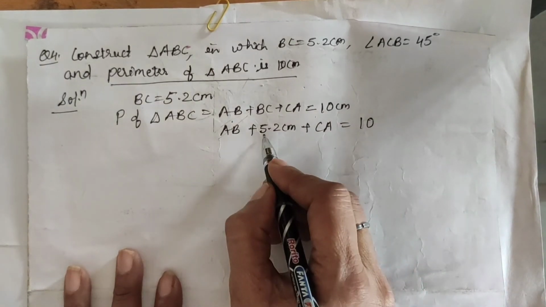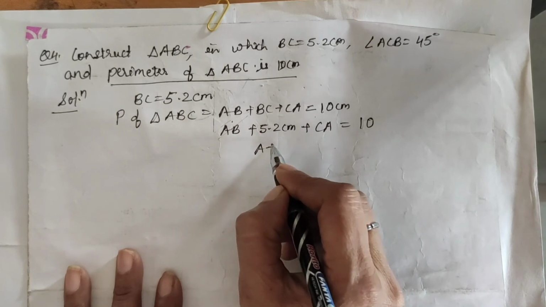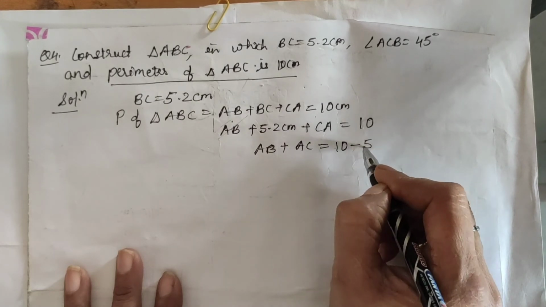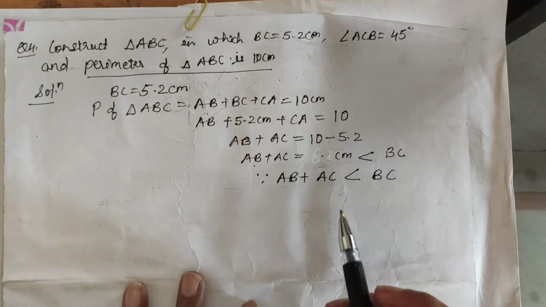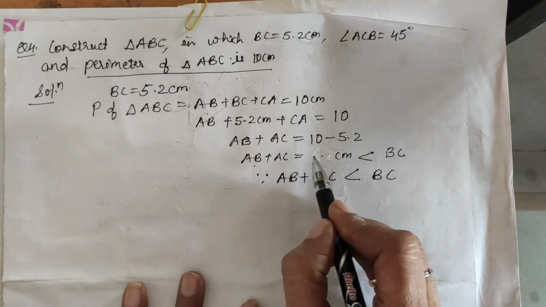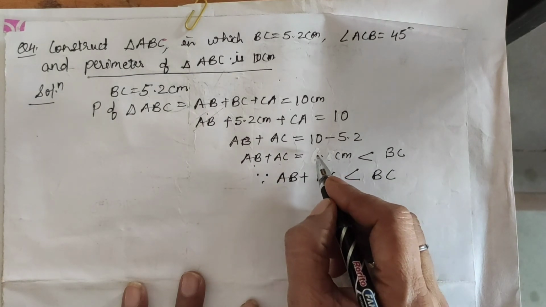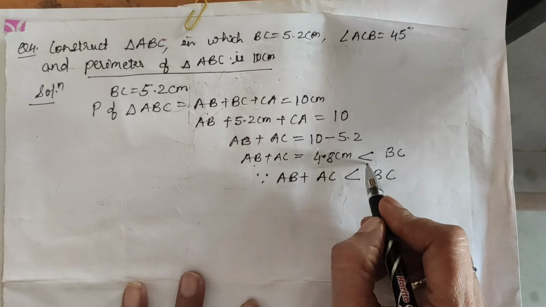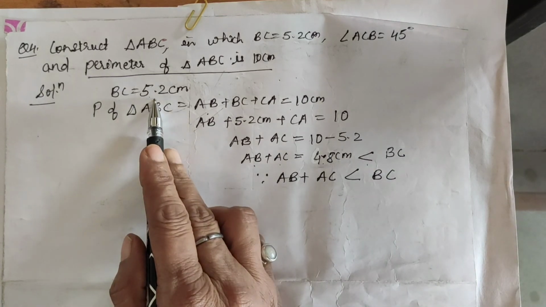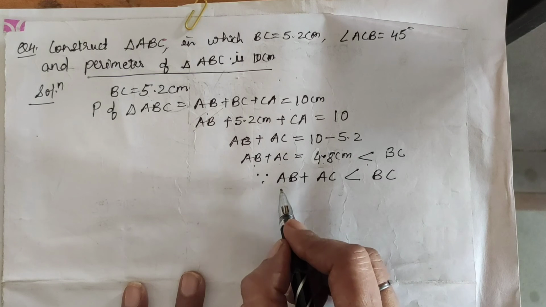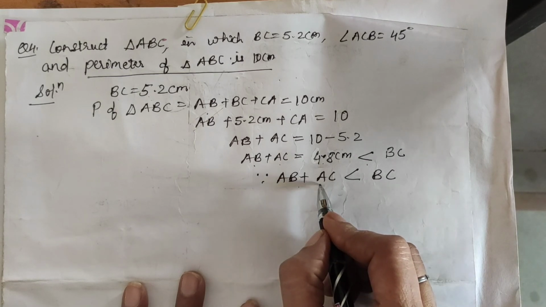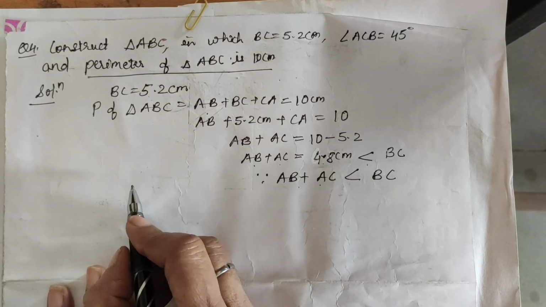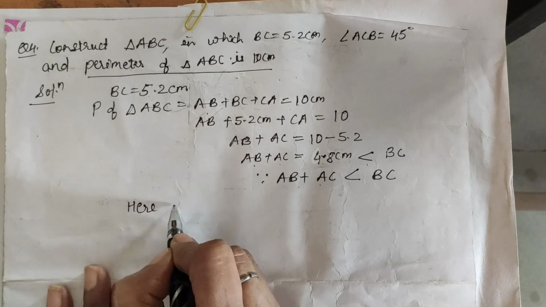And now you know you have to transpose numbers to one side, so AB plus AC is equal to 10 minus 5.2. So when we subtract 10 minus 5.2, you are getting 4.8 centimeter. Now as you can see, this 4.8 centimeter is less than the third side of the triangle, that is BC. So since the sum of the two sides of a triangle is less than BC, this is the reason why here the construction is not possible.